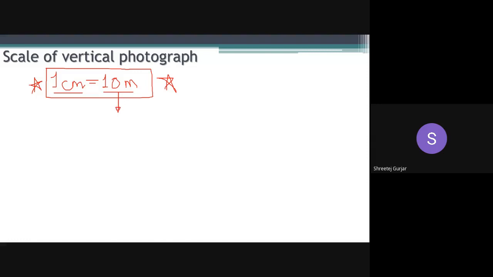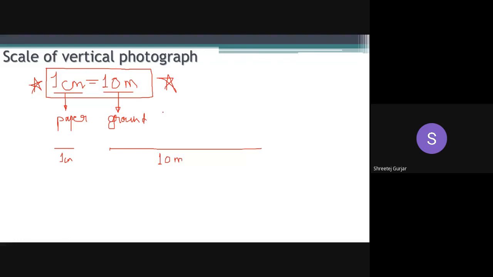Right, but this 10 meters, where do you measure it, on the paper or on the ground? On the ground. So 10 meters is on the ground, and 1 centimeter is on paper, on the map, or whatever drawing you draw on the sheet. If a line is 1 centimeter on paper, it represents 10 meters of a line on the ground. That is meant by the scale of anything.